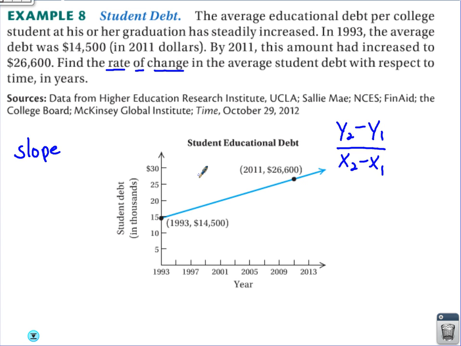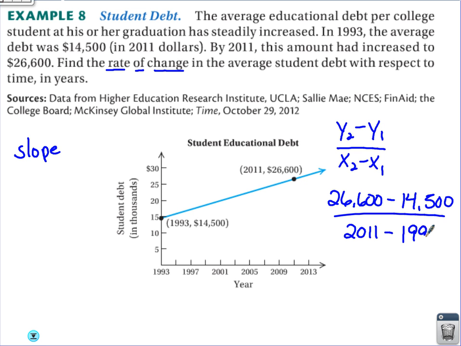But our y2 minus y1, our second y minus our first y, would be 26,600 minus 14,500, divided by our second x minus our first x, 2011 minus our first x, 1993. Hopefully, with this problem, you'll see a good example of what slope actually tells us. From 26,600 to 14,500, that's a difference of 12,100 per, from 2011 to 1993, that's a difference of 18 years.